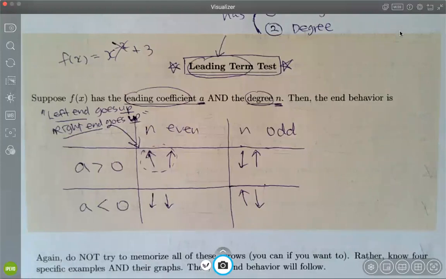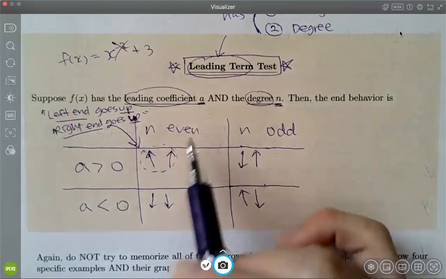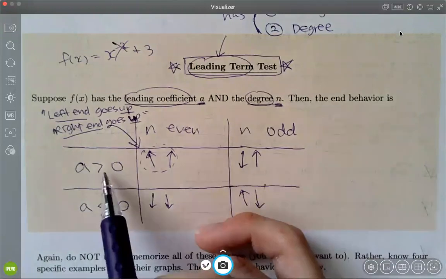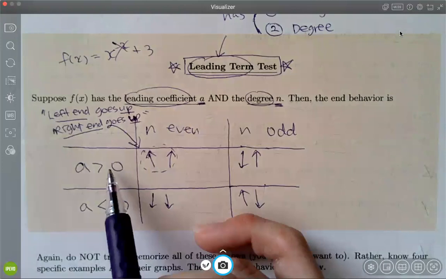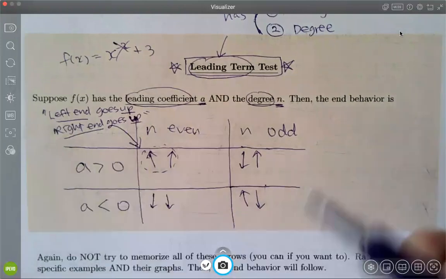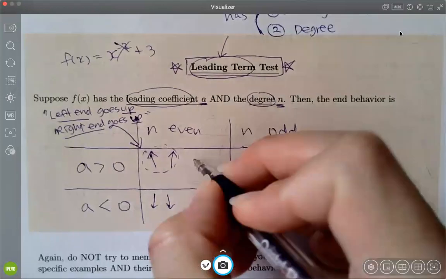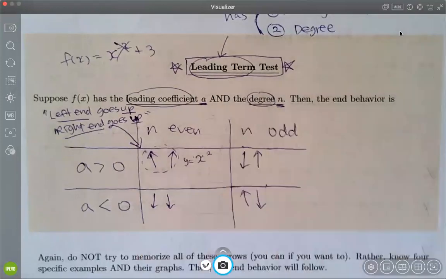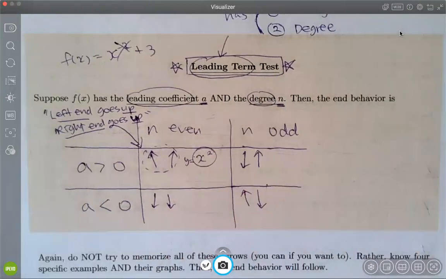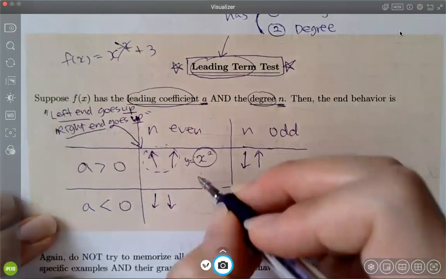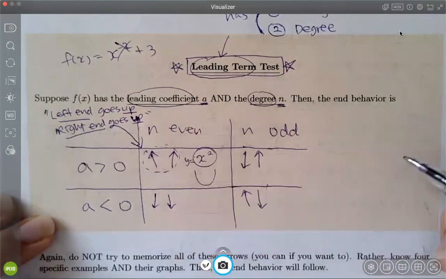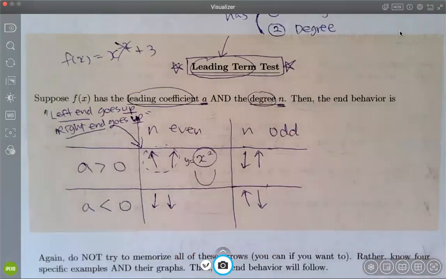So for example, even degree and the positive leading coefficient. What is the specific and the most basic function here? x squared. In other words, y equals x squared. And we know how its graph looks, right? This one. And how do both ends behave here? They are both going up, right?